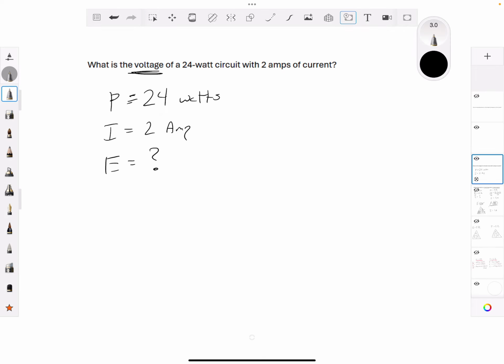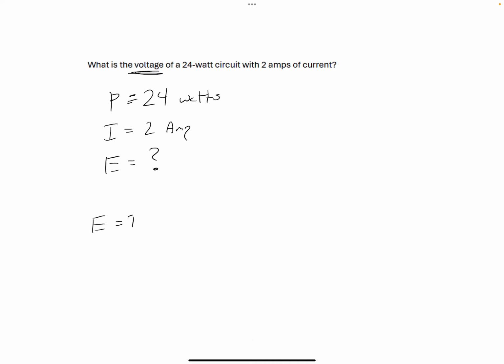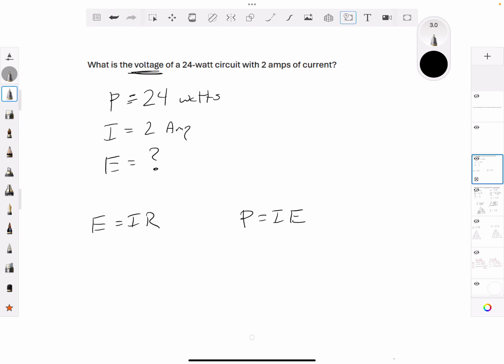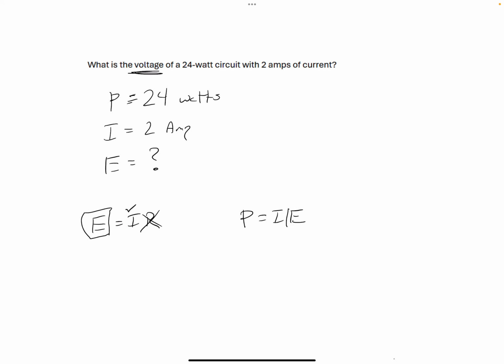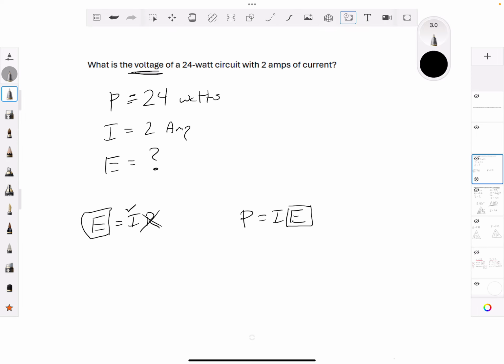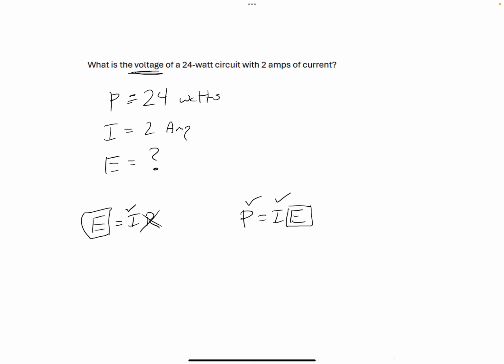So I'm going to have to go over here. I can already see this spells PI right there, so I know which equation I'm going to use. So I have a choice between EIR and PIE. If I was going to use EIR, I'm looking for my voltage. I do have my current, but I don't have my resistance. So I can't solve that equation. If I'm looking for voltage, I do have my current and I do have my power. So this is the one that I'm going to use, right?